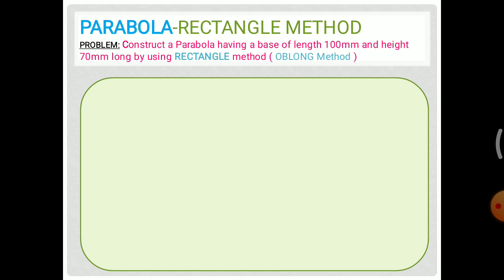So this is the rectangle method, and the question is as given below. Construct a parabola having a base of length 100 mm and height 70 mm by using the rectangle method. It can also be called the oblong method. The same method is used in the construction of an ellipse also. There we called it the direct oblong method, but here it is called the rectangle method, and it is also called the oblong method. So the construction is the same type as for the ellipse.